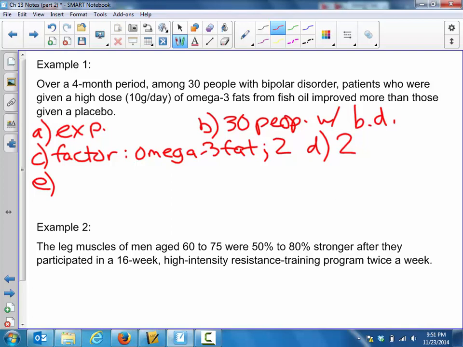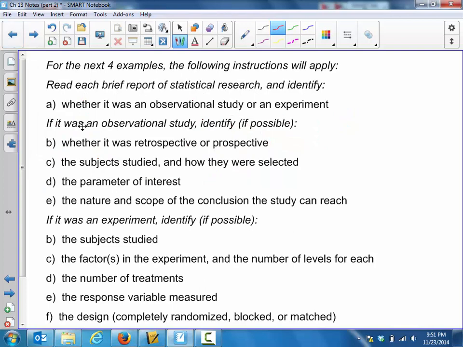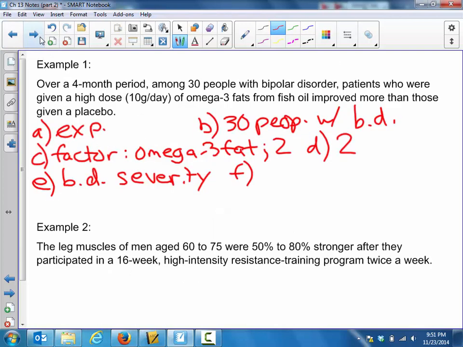So what are they comparing and contrasting in this experiment once people have received their treatment for the 4-month period? Well, they're comparing the bipolar disorder severity. Okay, has it improved? If so, how much? How did those people compare to the other group that did or did not receive the omega-3 fats, etc., etc. Okay, so on to F here. They want to know the type of randomization, I believe, or maybe the experimental design. Yeah, the design. Is it completely randomized, blocked, or matched?